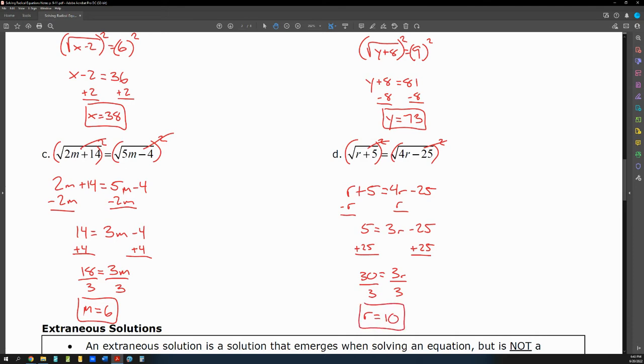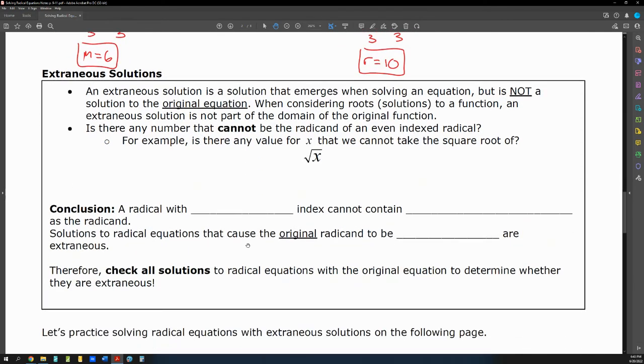All right. This is most of the lesson, but there's one more thing that we have to talk about, and that's extraneous solutions. An extraneous solution is a solution that emerges when solving the equation, but is not a solution to the original equation. When considering roots or solutions to a function, an extraneous solution is not part of the domain of the original function. And I'll even underline original function. It's a solution that doesn't work for the original equation or function.